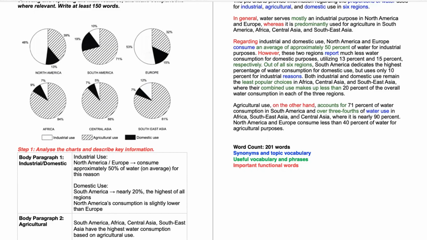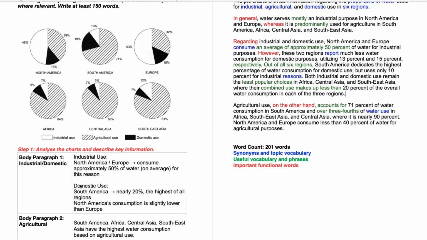And I'm looking at Central Asia specifically. I want to make a note that it's nearly 90%. We're at 88% here. And then North America and Europe consume less than 40% of water for agricultural purposes. And that is exactly what we saw.